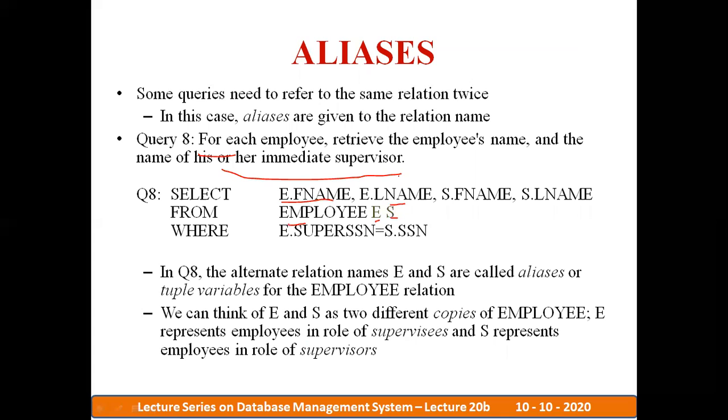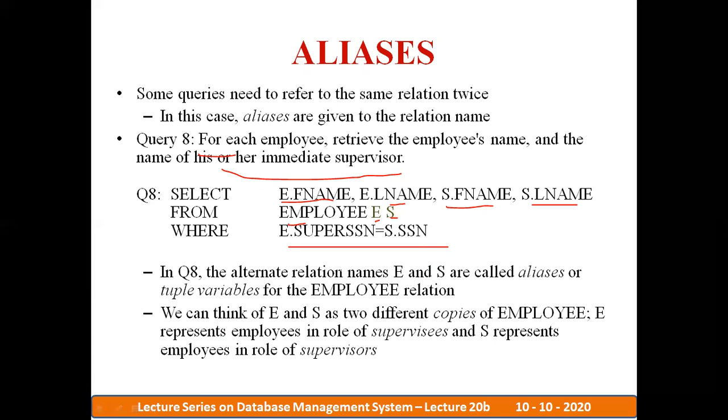To display the supervisor's first name and last name, I am using the S. I will write it as S dot F name and S dot L name. I need to combine these two tables. That is what E dot super SSN is equal to E dot SSN. So instead of writing the complete full name, I can alias the tables and use the alias. For example, if there is a long table name, typing the complete table name will be hectic. So I will just rename it as a small single letter.